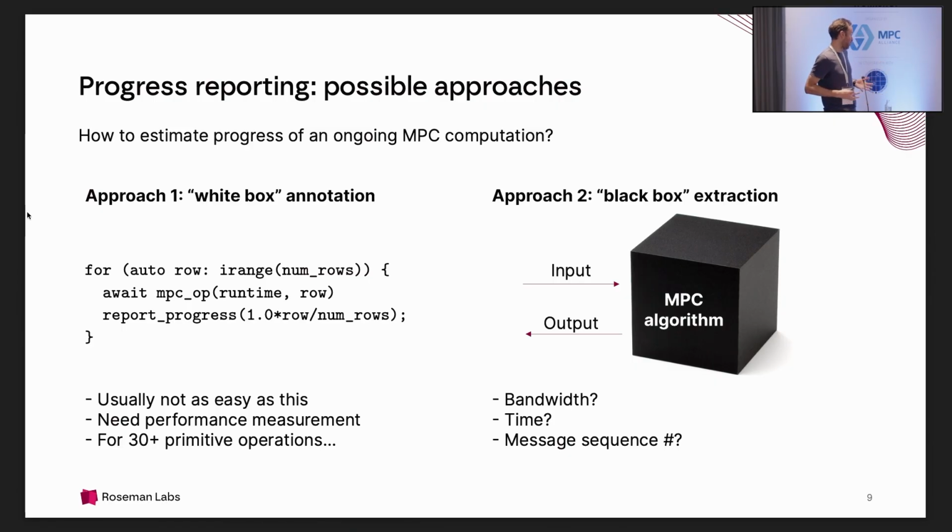And approach two would be a black box approach, where I try to avoid having to manually annotate every single line or single loop of my program. Instead, I want to treat my program as a kind of black box that just receives some input and output, but that I don't know the internals of. And somehow I want to extract some information from that box that allows me to estimate how far I actually am. Now, both approaches, of course, have some pros and cons.